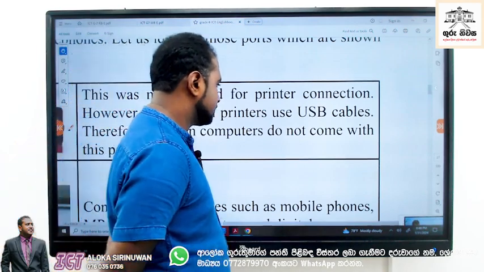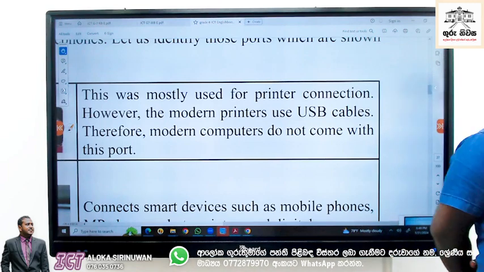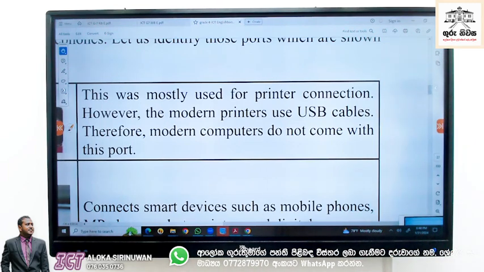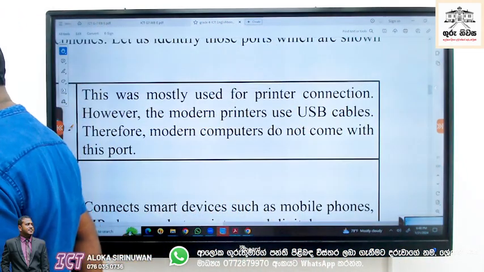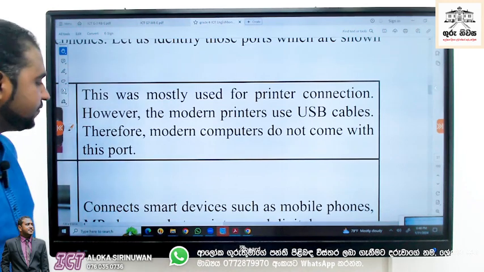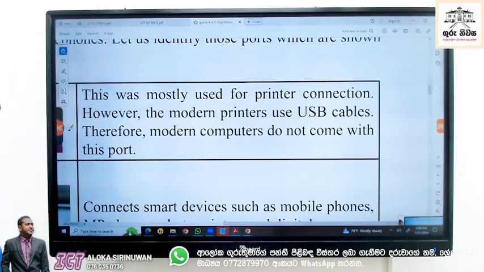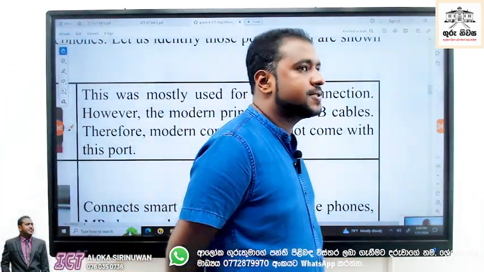Therefore, modern computers do not come with this port.